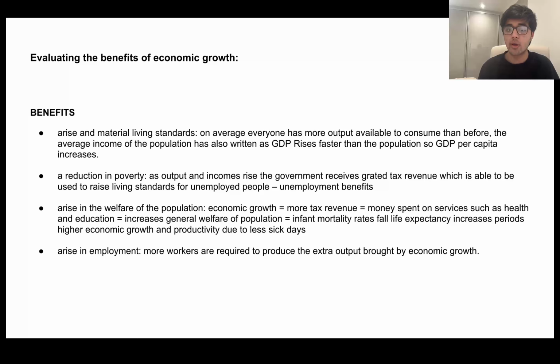You can lead this chain of reasoning into many different branches, but I went with the fact infant mortality rates fall, life expectancy can increase, and periods of high economic growth and productivity due to less sick days. But many examples at that last line are acceptable. A rise in employment. More workers are required to produce the extra output brought by economic growth. You can say a derived demand for labour because more workers are wanted, and that can lead to higher employment.